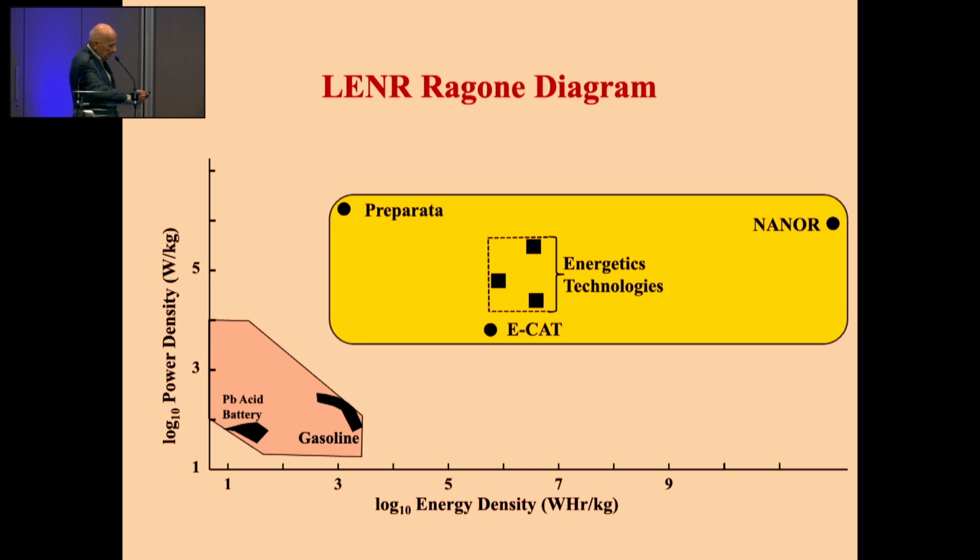We have the same axes shown here: log energy density horizontally, log power density vertically. Here are the conventional sources, and here are the LENR related sources. The values for the Preparata experiment, the E-Cat and the Nanor have changed because of a reanalysis, but the fundamental point is that there are many orders of magnitude between what we know already and the prospects of LENR. So this is essentially the take-home graphic.